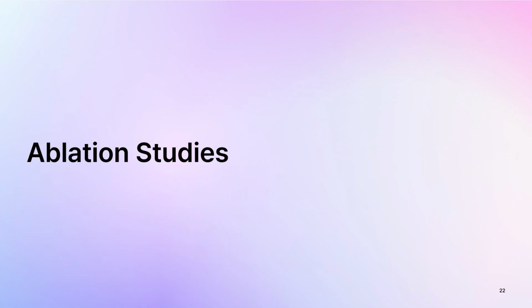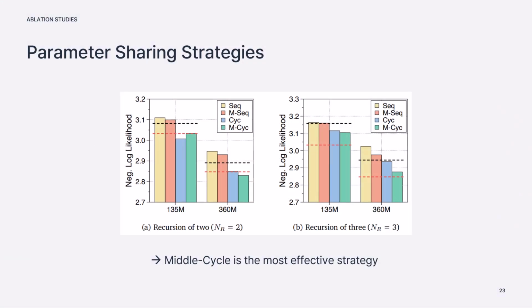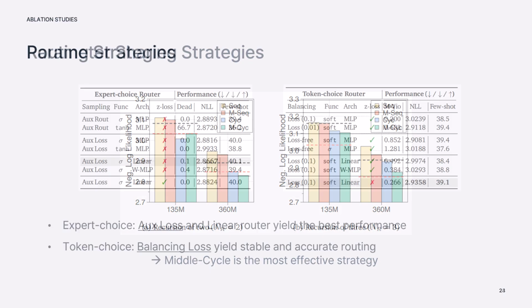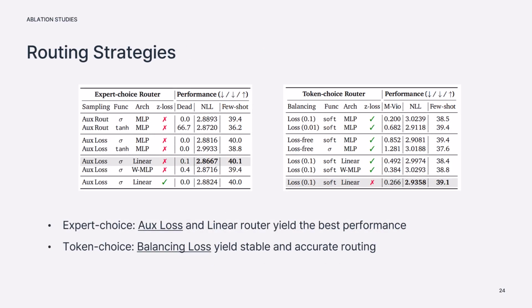Now the ablation studies. For routing strategy, in expert choice, the best configuration uses a linear router with a sigmoid gate and an auxiliary loss. In token choice, adding a balancing loss yields more stable routing and better overall performance than loss-free variants.